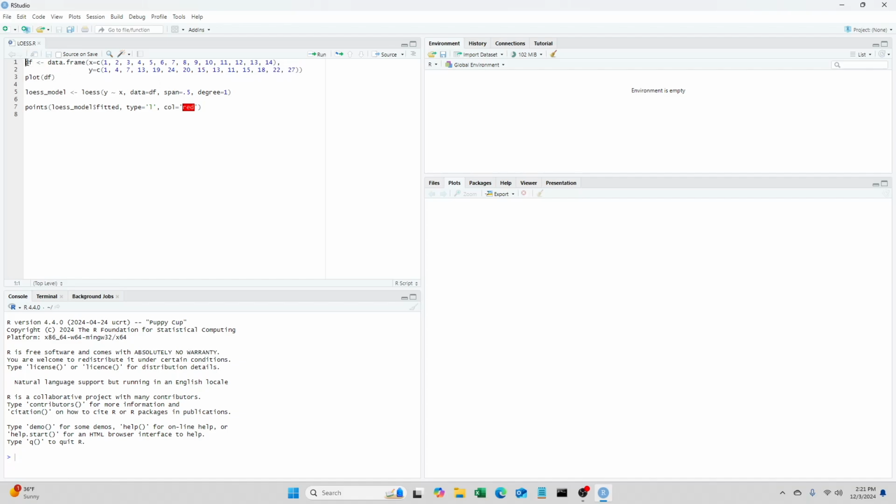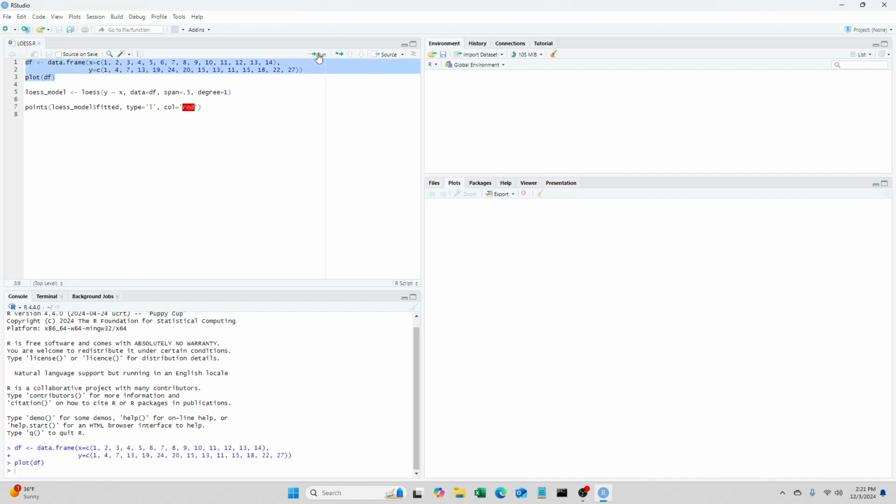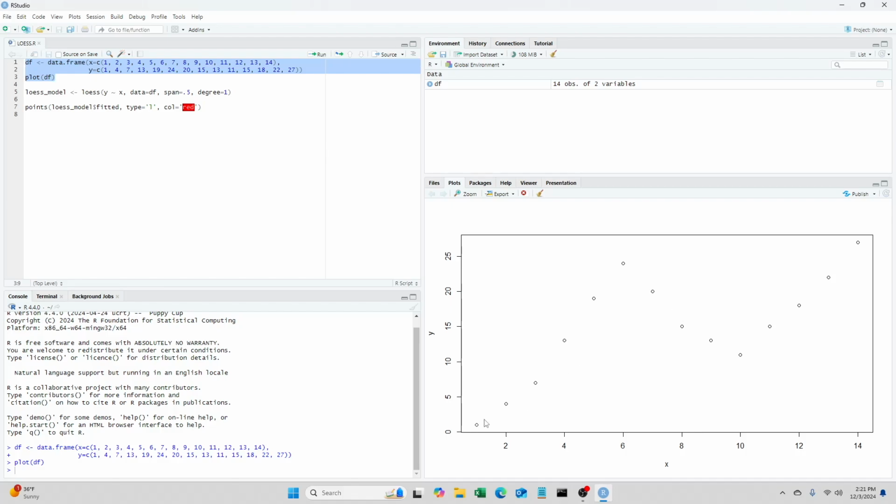Okay, so let's plot this and see how it looks. The market goes up, and then the market comes down, and then the market goes up again. I can fit a straight line here, but we know that's not a good idea. We can fit moving averages, exponential moving averages, low pass filters, whatever. But in this video, we choose to fit a LOESS model here.